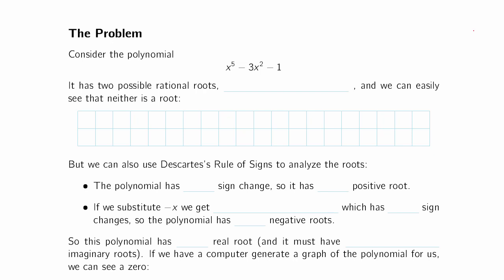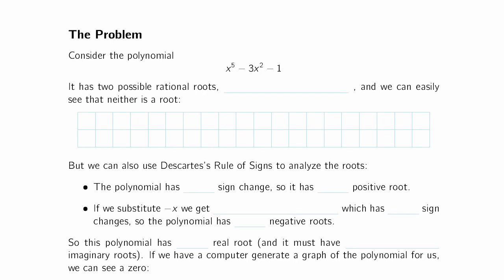For example, consider this polynomial. It only has two possible rational roots. Leading coefficient is 1. Constant is -1. The only possible rational roots are 1 or -1. And it's easy to see that neither one of those is a root. With this polynomial and these numbers, it's easier to just plug in directly rather than bother with synthetic division.